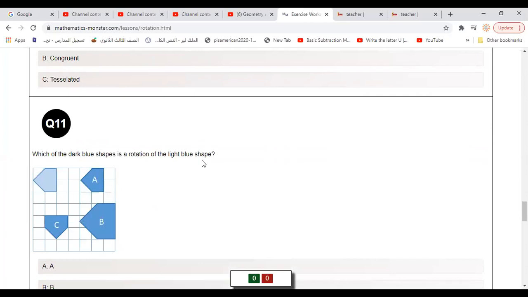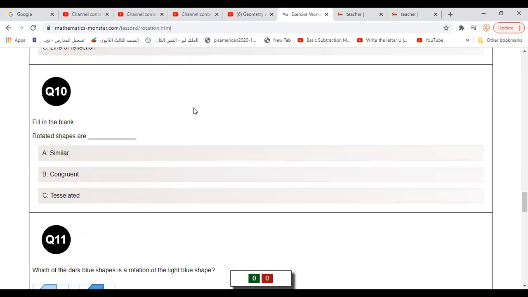Which of the dark shapes below is a rotation of the light shape below? C. It could be B? No. Why didn't you choose B? Because of the difference in size. Different size. Yes. Thank you so much, grade 8.